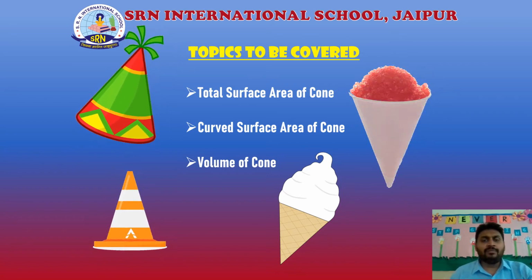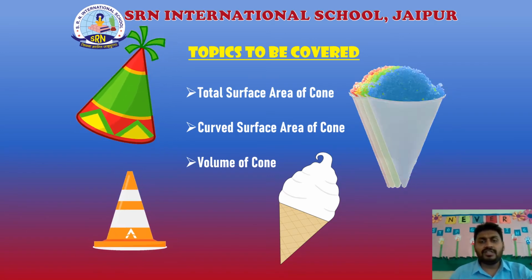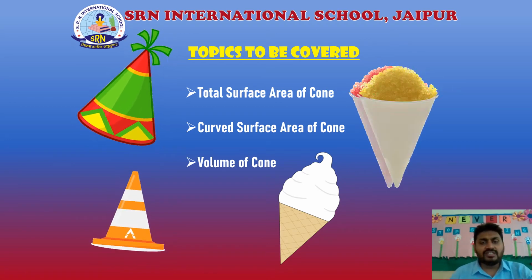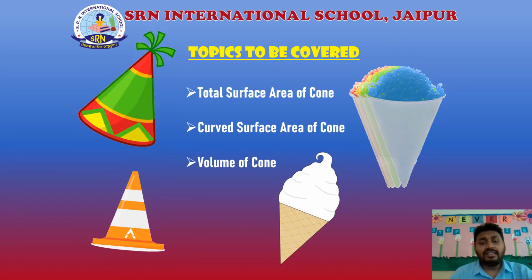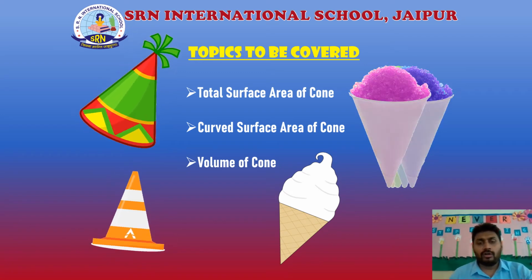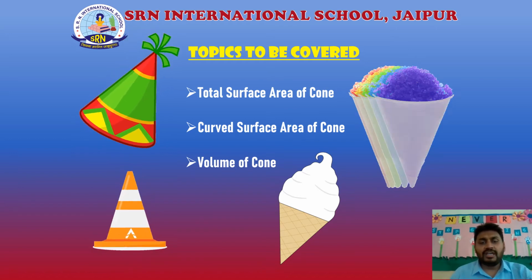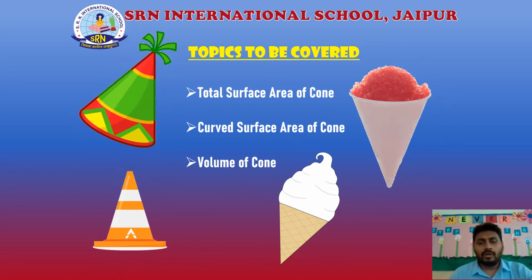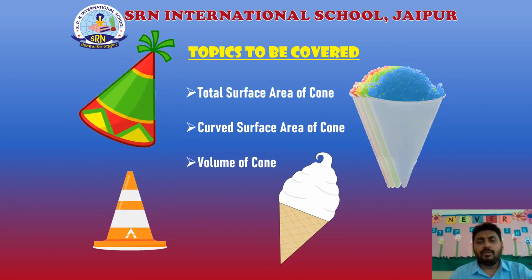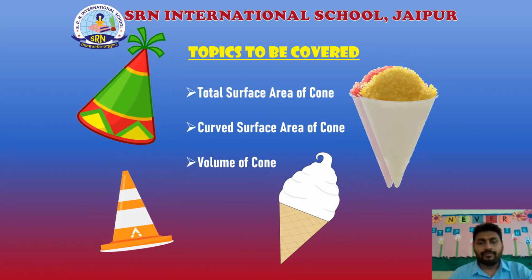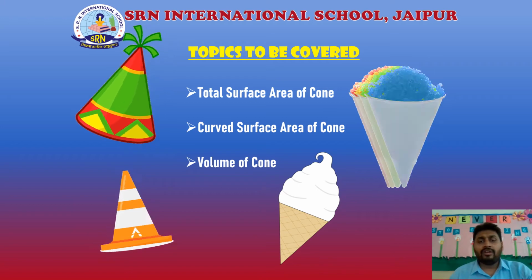Now surface area comprises of two parts. One is total surface area, another is curved surface area. Now what is the difference between total surface area and curved surface area? That we will discuss later on. And volume of cone means how much air is there in the cone. Now these are some of the shapes which you have seen in your daily life as a cone. Now next, let's start with the total surface area of cone.